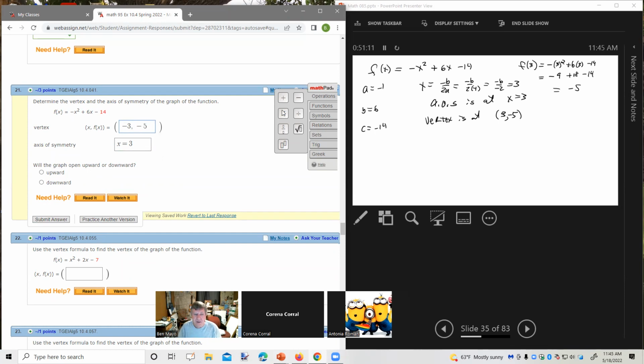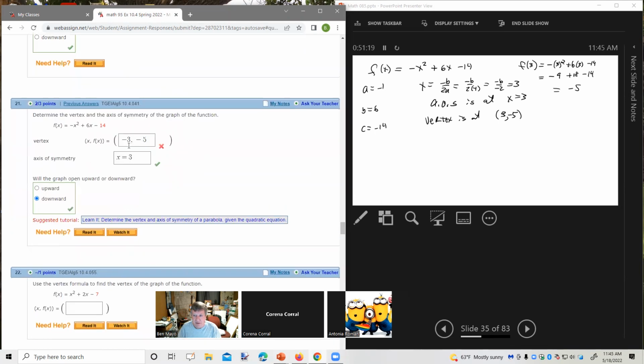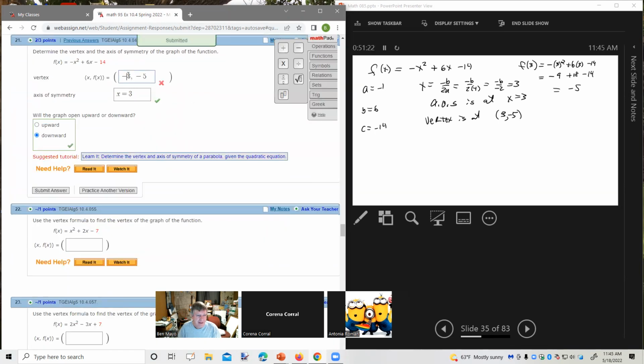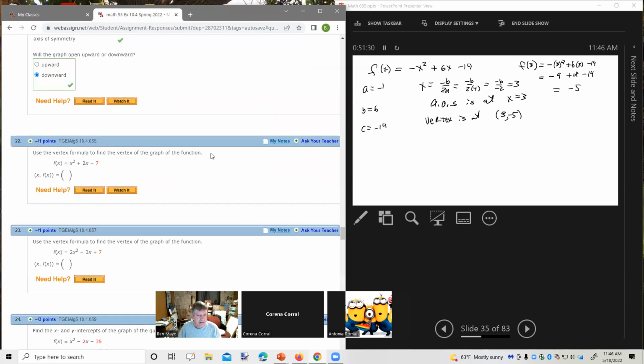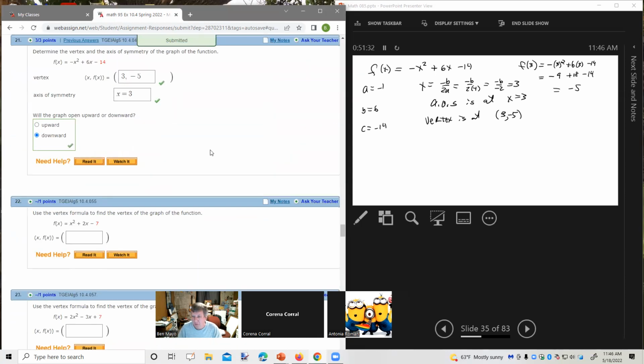Okay. A is negative, so it opens downwards. Oh, I messed up. I should have written, I see what I did. How did I get a negative there? That should have been a negative. Sorry about that. It was too late. I'd already clicked the button. There we go. Okay.